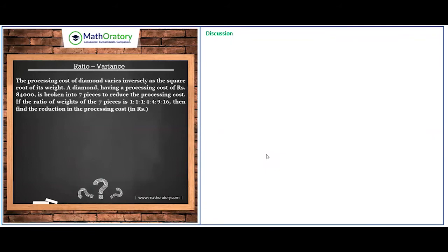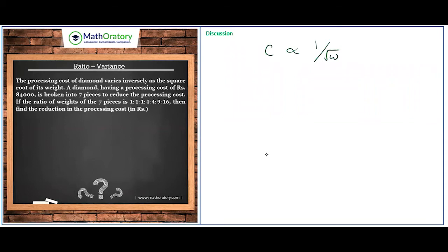Okay, so this is the first problem we are sharing in this event on variance. Let us read the question once together. It's mentioned that the processing cost of a diamond varies inversely as the square root of its weight. So I'm just writing this down once. So the processing cost is inversely proportional to the square root of the weight of the diamond, right?